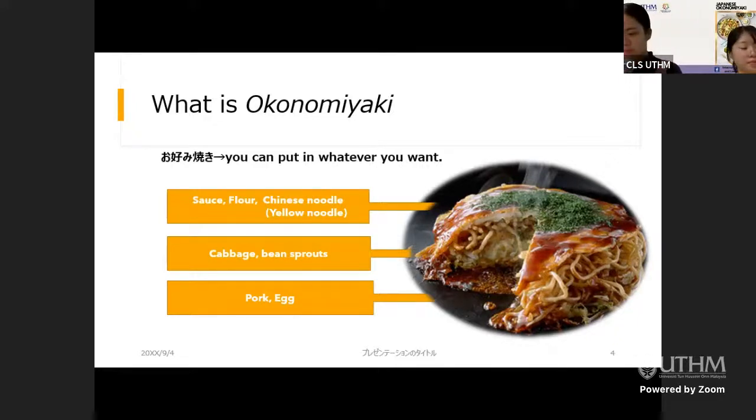In general, okonomiyaki contains the sauce, raw Chinese noodles, cabbage, bean sprouts, moyashi, and pork. We usually use pork and egg, but today we can't use pork, so we use chicken today.